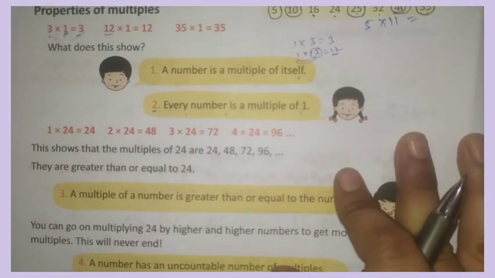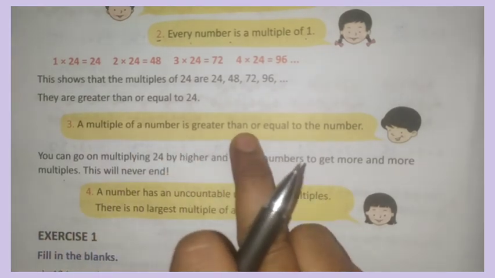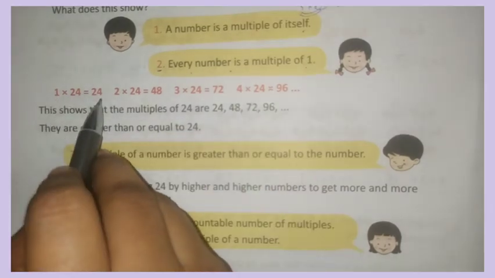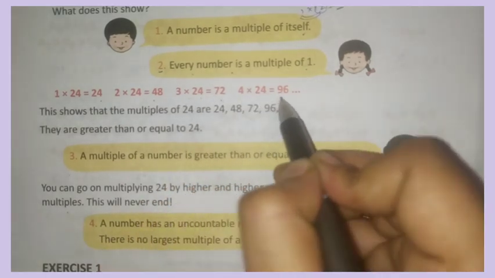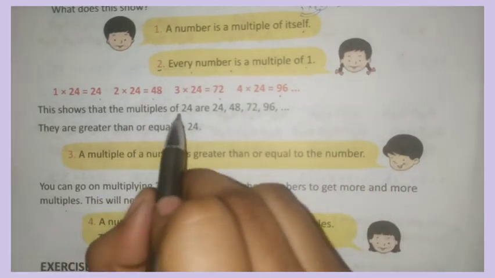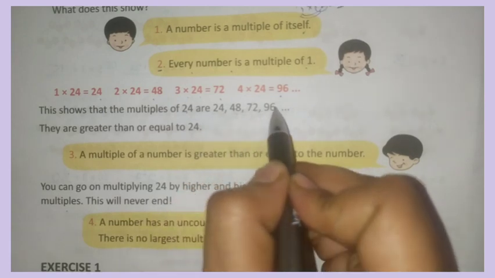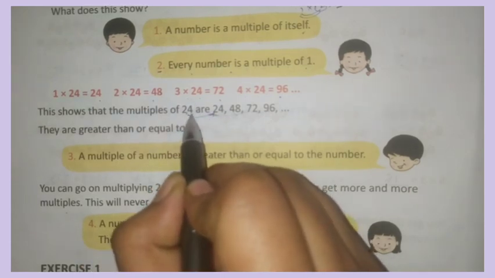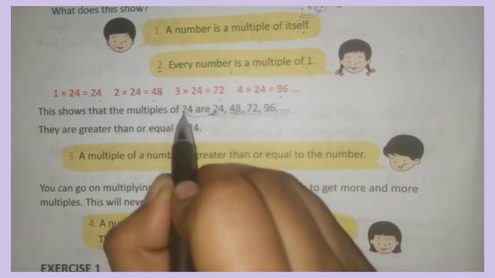1 12 is 12. So every number is a multiple of 1. Okay. Now look at the third property. A multiple of a number is greater than or equal to the number. Look here, children. For example, 1 24 is 24, 2 24s are 48, 3 24s are 72, 4 24s are 96. These 24, 48, 72, 96 are the multiples of 24. This means the multiple of a number is always greater than or equal to the number. Look, equal: 1 24 is 24, so both are equal, and all the other multiples are greater than this number.